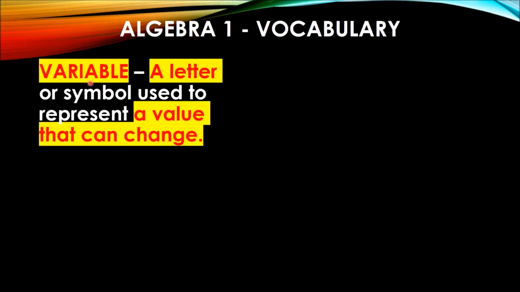Here is our second vocabulary term, variable. And so the definition of a variable is a letter or symbol used to represent a value that can change. So remember, constants never change, like 1 is always just 1. But variables can change. Let's look at an example.